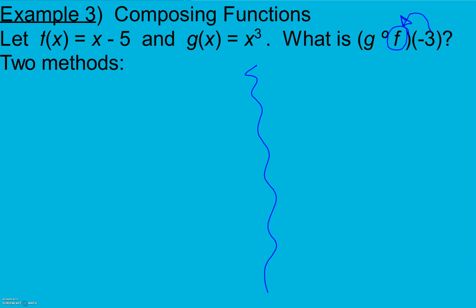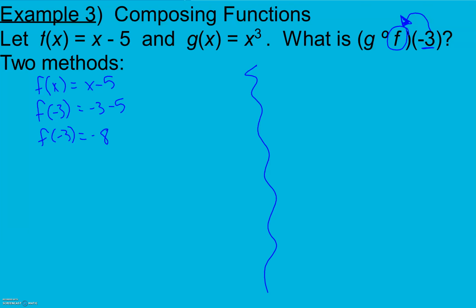So I take negative 3 and I plug it in to f. Remember, this replaces our x. Everywhere I see an x in f of x, I replace it with negative 3. So f of negative 3, or the value of my function with an input of negative 3, is negative 3 minus 5, or negative 8.